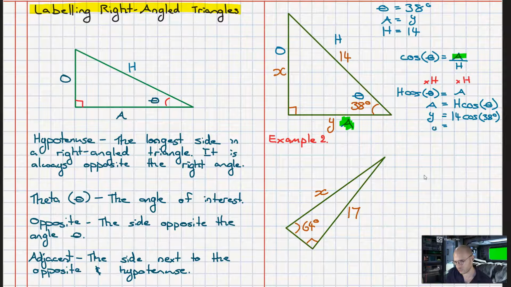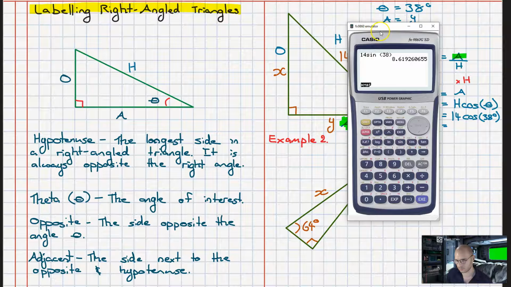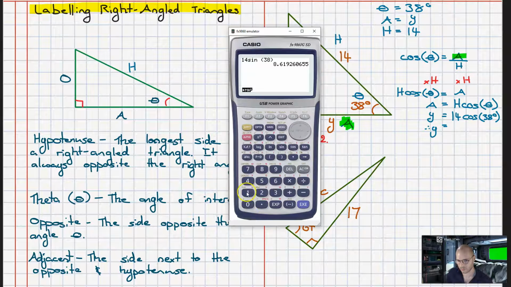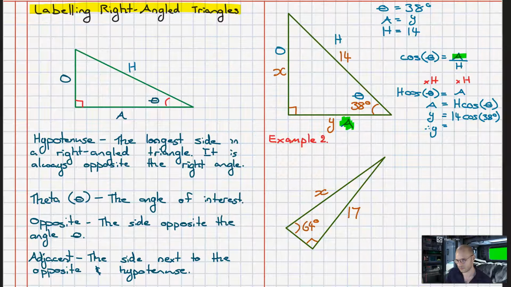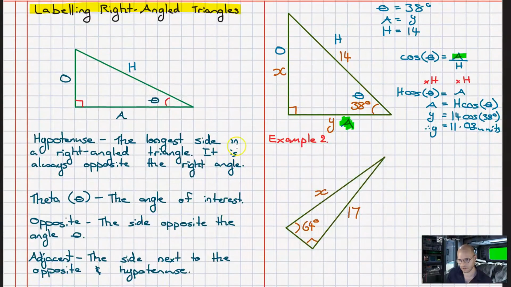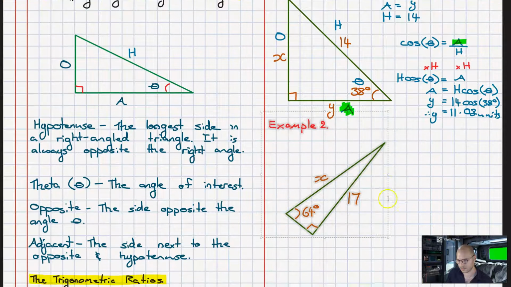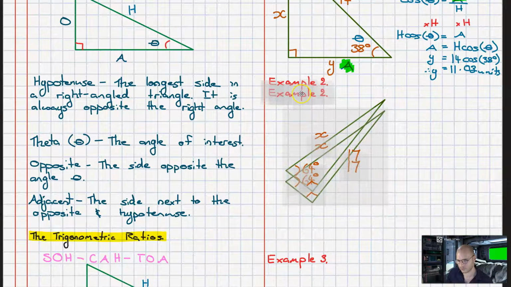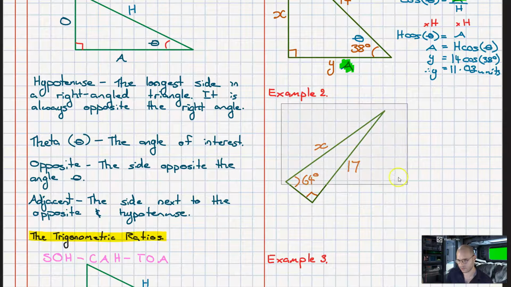And then we bring the calculator up once more, and we type 14 cosine 38. That will be 11.03 units. So that's example 1, where we've deduced the value of x and the value of y. First one using the sine identity, second one using the cosine. Alright, next example.